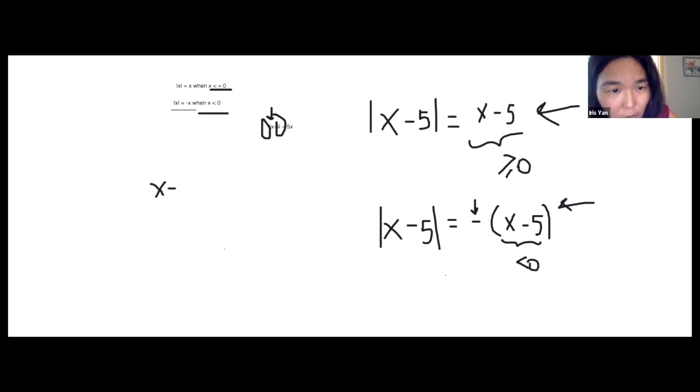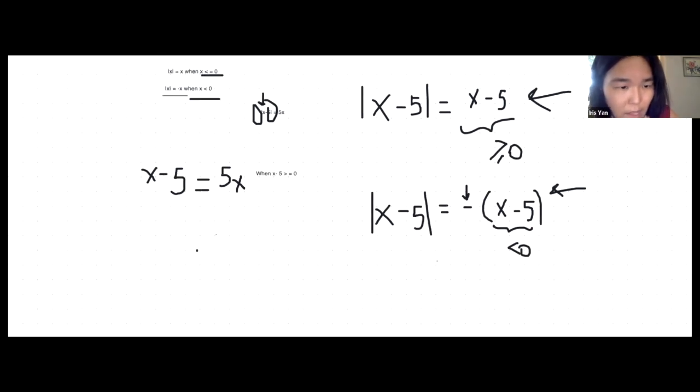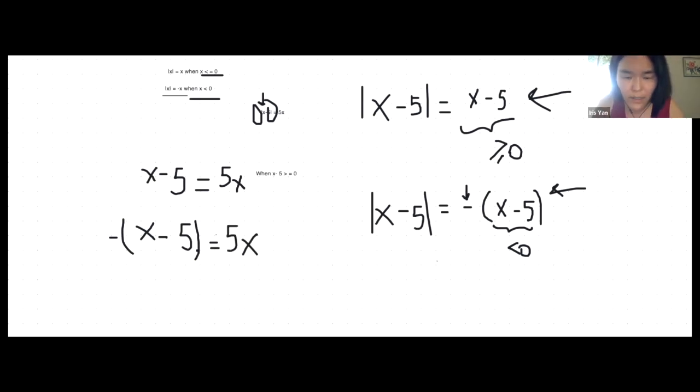x minus 5 equals 5x when x minus 5 is greater or equal to 0. And this is negative x minus 5 equals 5x when x minus 5 is less than 0. Yeah, is that okay?